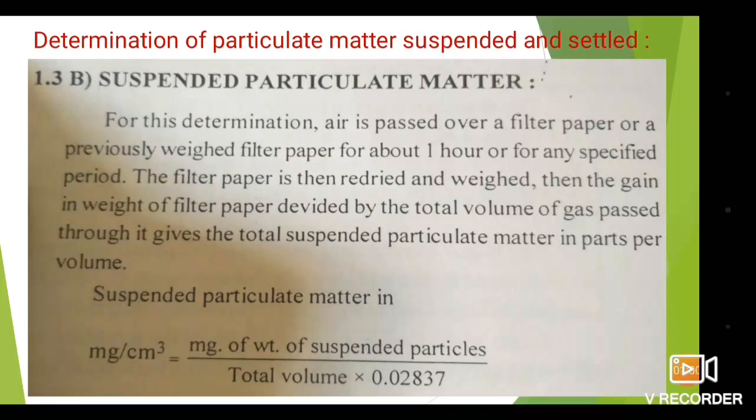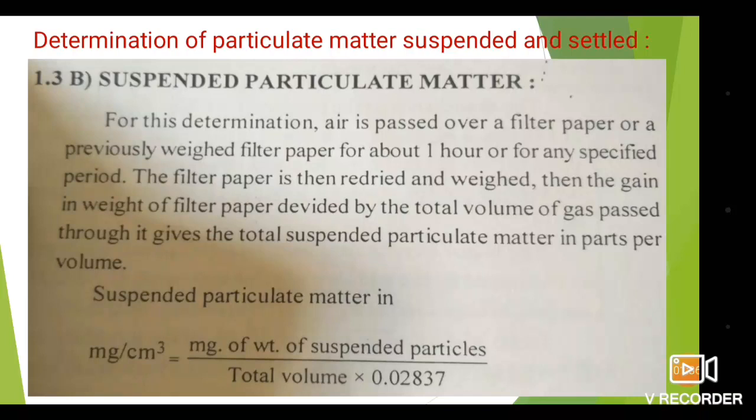Dear students, suspended particulate matter is determined by means of the following. For this determination, air is passed over a previously weighed filter paper for about 1 hour or for any specified period. The filter paper is then re-dried and weighed. Then the gain in weight of the filter paper divided by the total volume of gas passed through it gives the total suspended particulate matter in parts per volume.